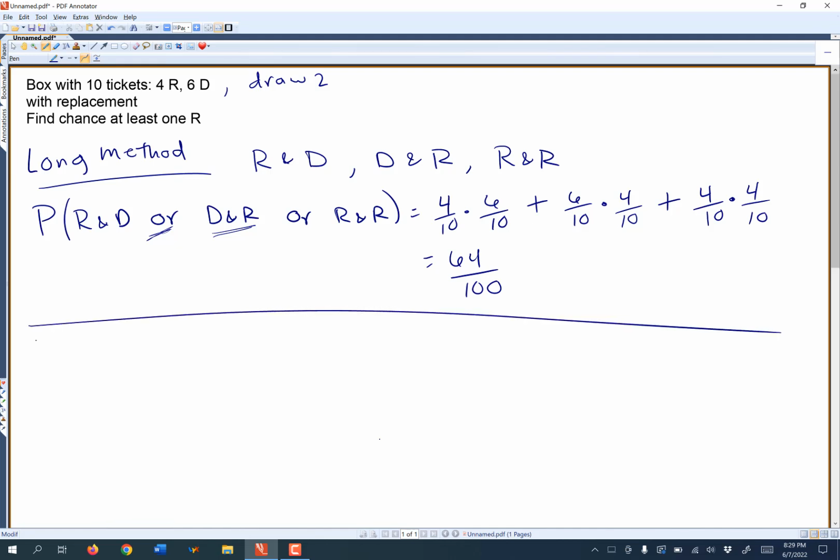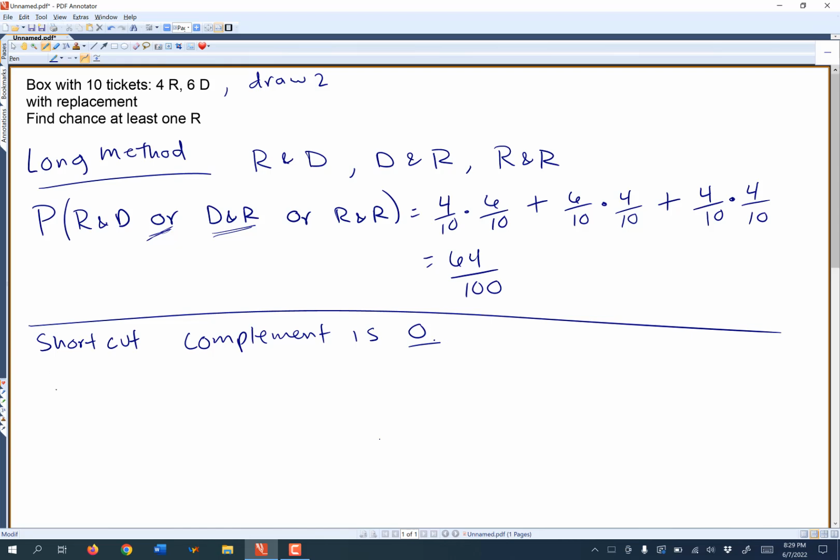If I want the short method, we do what's called the complement rule. The complement rule says, well, we did at least one R up here, but that can take a while. Instead, you can think of what's the complement of at least one. It turns out the complement is 0. So that always works. Anytime I tell you find the chance of at least 1, the opposite is going to be 0.